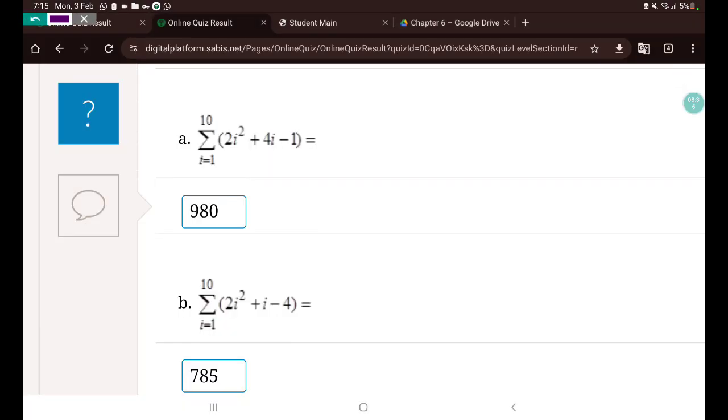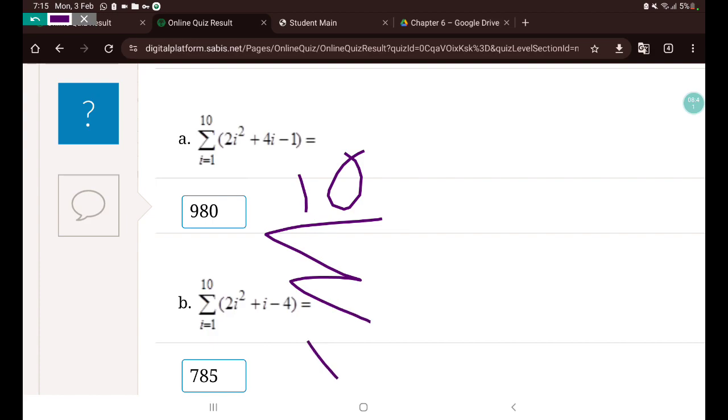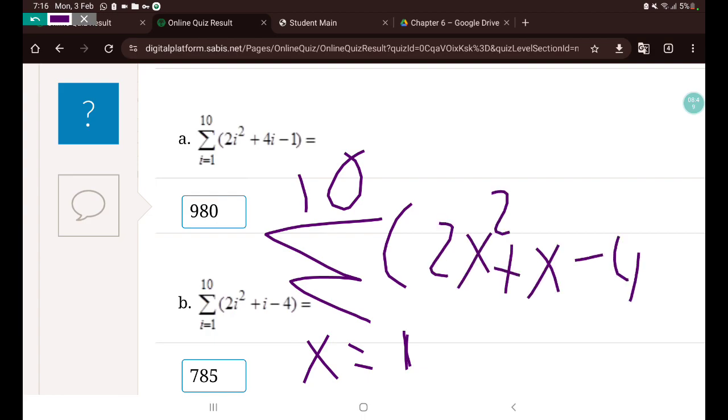Next question, same thing. These questions are really easy if you just memorize what you should do. 10 x equal 1 bracket 2x squared plus x minus 4. Again, sorry for my bad handwriting. Do the same thing. 2x squared plus x minus 4. X is equal to 1, and above the m looking thing, sorry for keep saying m looking thing, I just really don't know what it's called, you get 785. Next question.